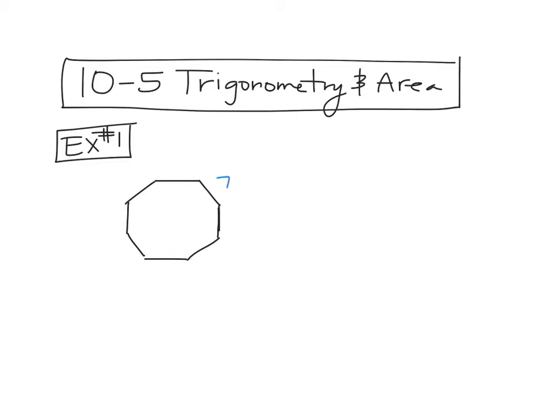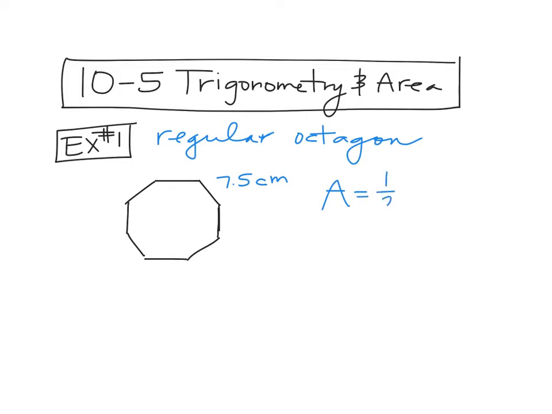Let's say this is our setup. You have a regular octagon. Let's write that down so when you go back and look at this, you know what formula you're using. And we want to know the area of it, okay? What's the formula you're going to use for the area of a regular octagon? 1/2 AP, okay?